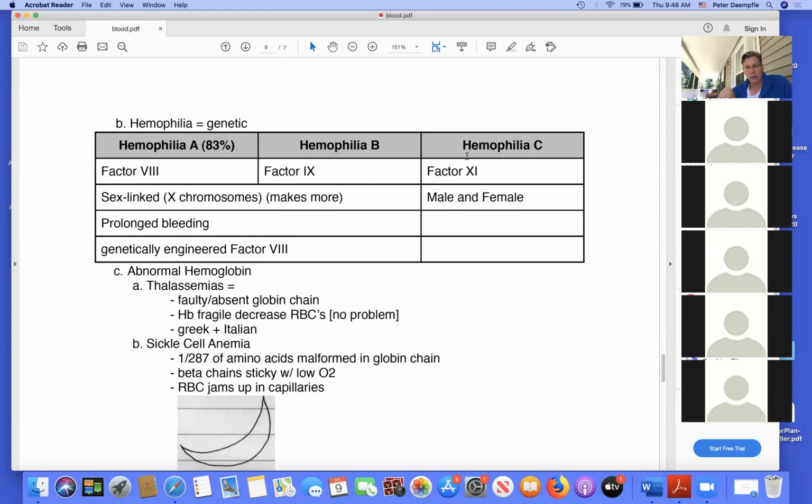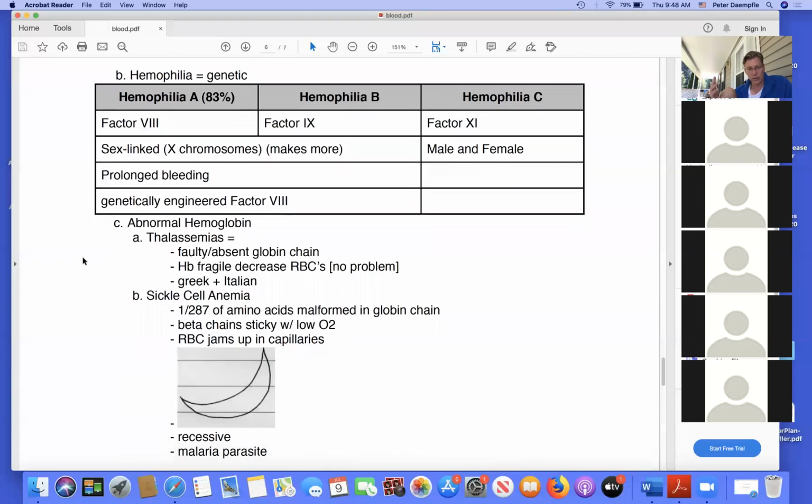Factor 9, factor 11. But for the most part, A and B are sex-linked. Sex-linked means it's on the X chromosome, which means men have it more than women. And the prolonged bleeding that happens is, again, more in men than women because you have to inherit it on the X chromosome. And it's a recessive trait, hemophilia.